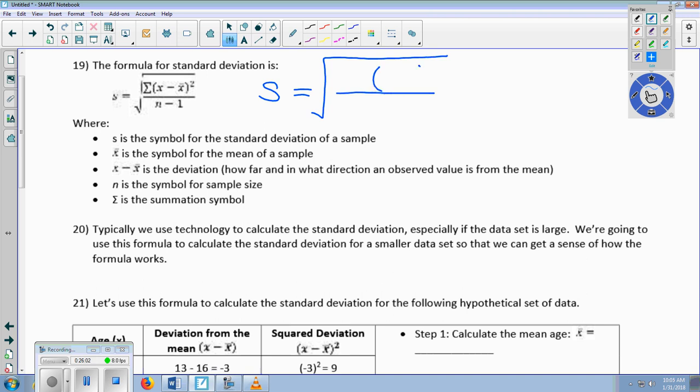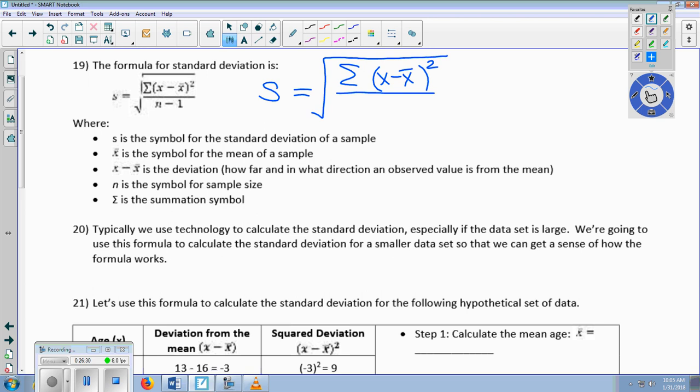The first thing here in this parentheses is X, that's an observation, minus the mean. So we're looking at how far away every observation is from the mean, and we're summing that up. We talked about this already: if we sum up how far away every observation is from the mean, that would be 0. So we need to do something so we don't have these negative signs.